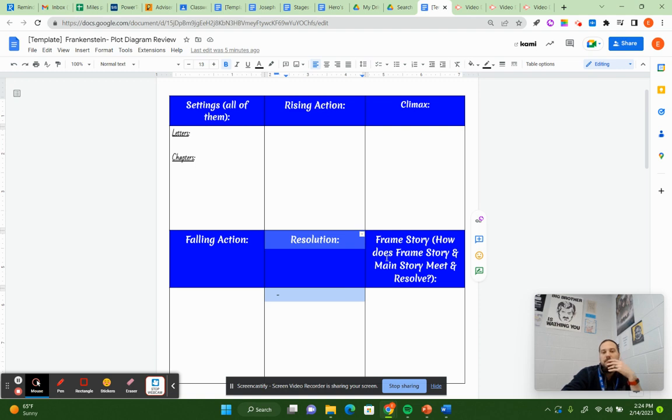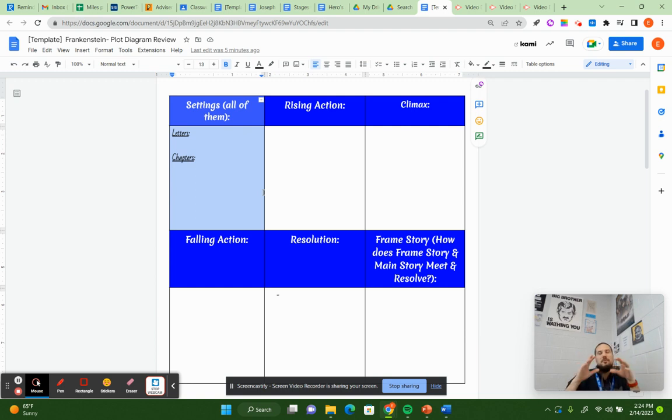And then you've got this. This is how the frame story and Victor's story intersect with each other. How do they meet? Obviously describe the frame story and then tell me how does the frame story, Walton's story, end? What happens to Walton in his whole story? And then in this box, all you have to do is tell me what are the settings?